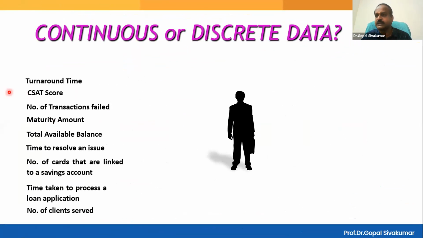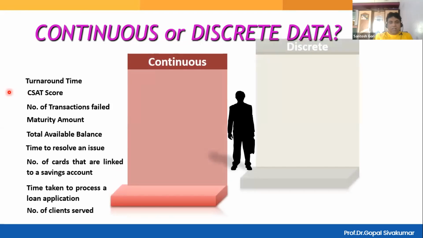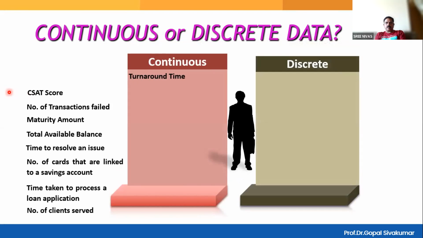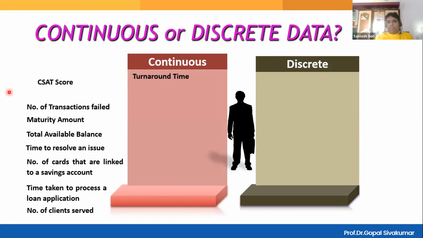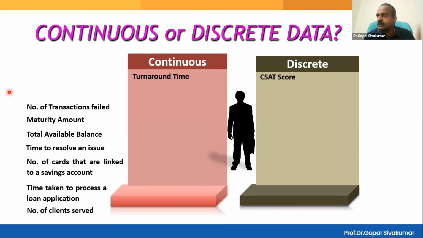Turnaround time, is it measurable or countable? Measurable. So it is continuous. Customer satisfaction score. Sorry to interrupt you, but these slides have been taken by, I think, Dr. Understand. No problem. We will just quickly move. And customer satisfaction score. Score is countable, discrete, because we are avoiding decimals. We are only keeping whole numbers.